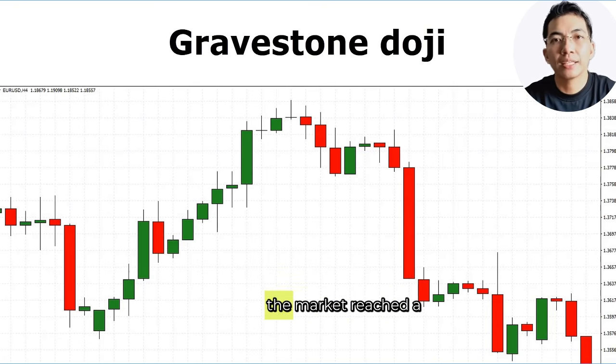It may be that the market reached the point where the price is very convenient for the sellers, but is not so convenient for the buyers anymore. So the gravestone doji has the same logic of the shooting star, and we will use them in the same way during the course.